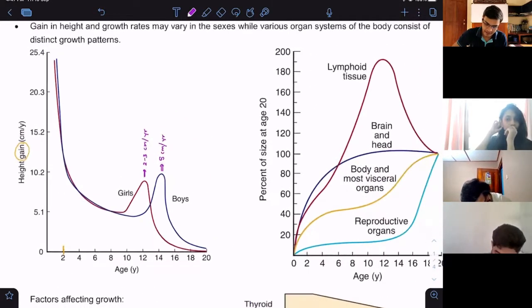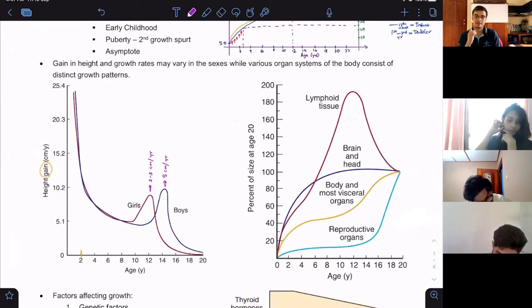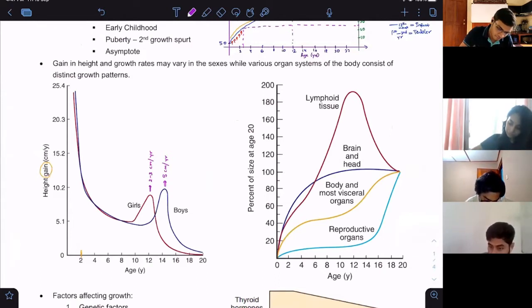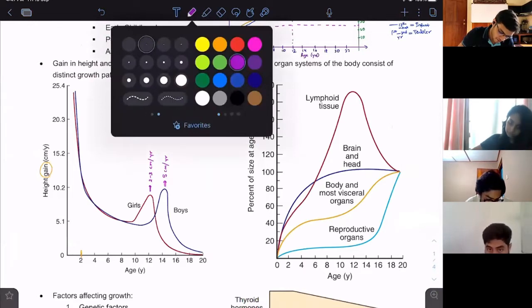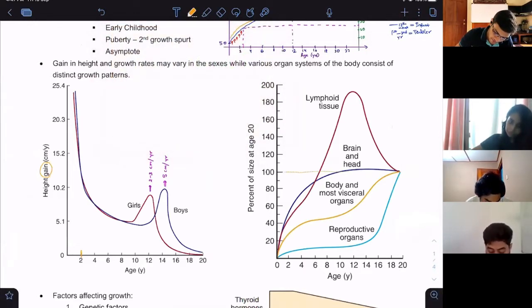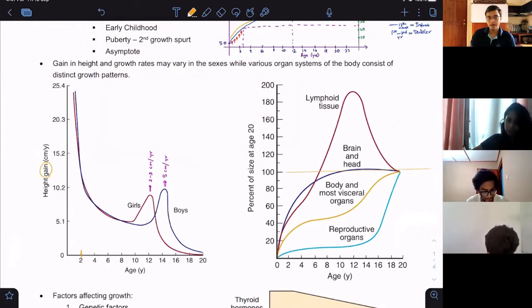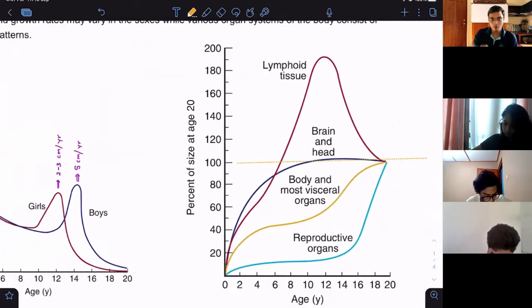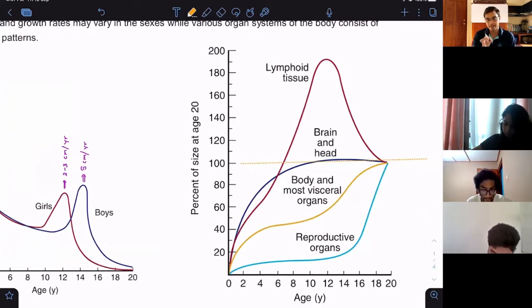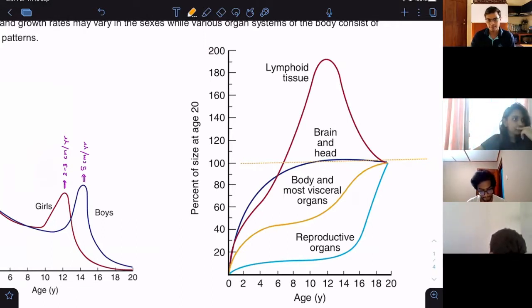The next is, guys, the growth of various different types of tissue, right? Okay, look at this. Here we have the 100% line, right? Draw the 100% line, right? This is 100%, right? Look at this, guys. What is this yellow one? Is the one that we talked about. This yellow graph is the one that we already talked about, the normal height for age. This applies to body organs and body viscera and height, right? Body and most visceral organs, the yellow line that we already discussed, right?